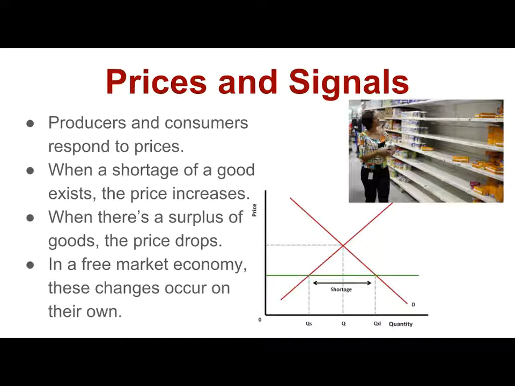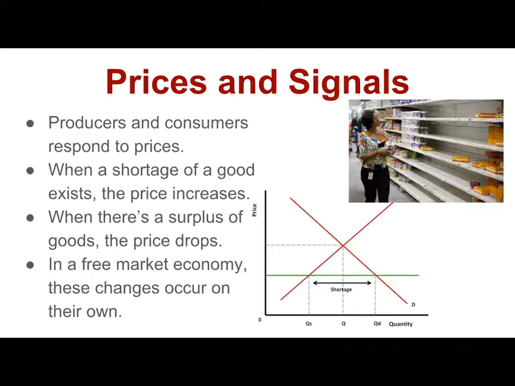Now, prices and signals. Producers and consumers both respond to prices, and we went over this with the law of demand and the law of supply, right? Producers want to produce more when the price is high. Consumers will demand more when the price is low. When the price goes down, consumers want more, but producers will produce less. So we've got to figure out the right equilibrium. Now, when a shortage of a good exists, a price will increase, and it's going to increase because people demand a product more than it exists. So you raise the price to try to hit that equilibrium, and vice versa.